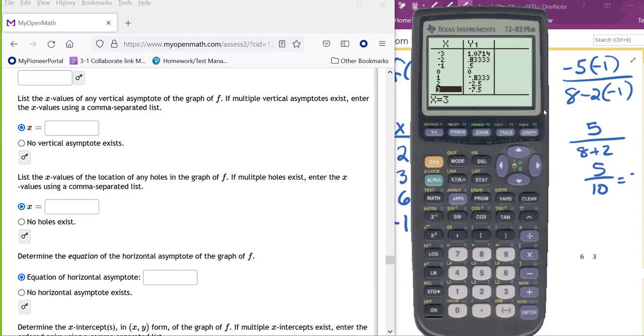Anything else? Yeah, make sure you can pull up that table on your calculator, so it's second, and then it's the graph button, but you're really doing table above it. All right, so I will stop there.